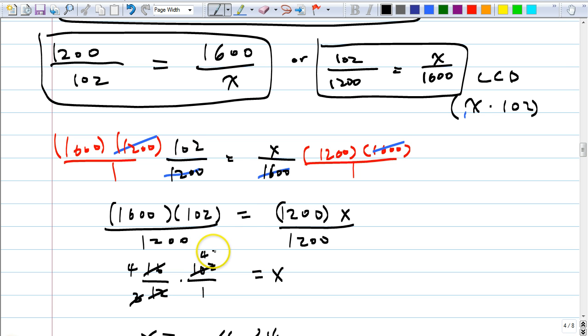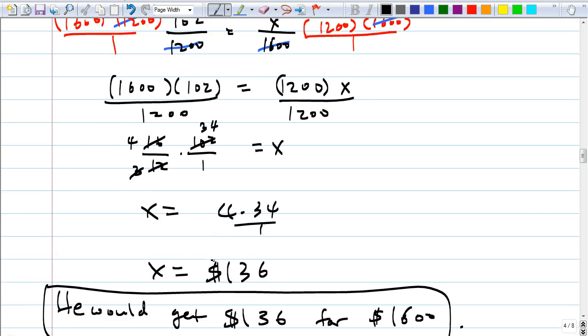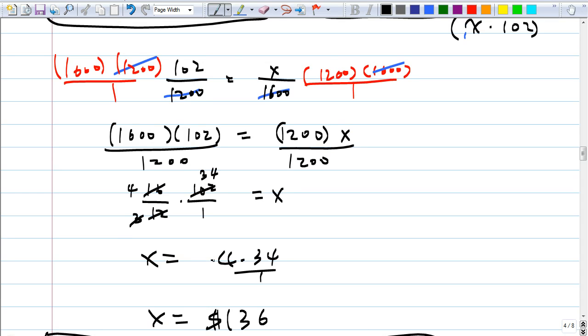34 times, okay? So don't we get x equals 4 times 34, which is, how many people got 136? Now, more importantly, is that the answer?